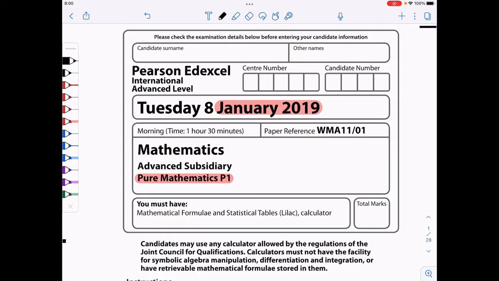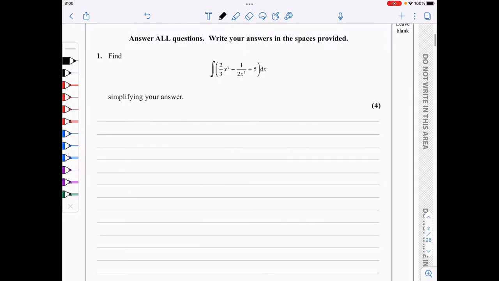Hi everyone, today we'll be looking at the January 2019 P1 paper. Question 1, we need to carry out this integral here.